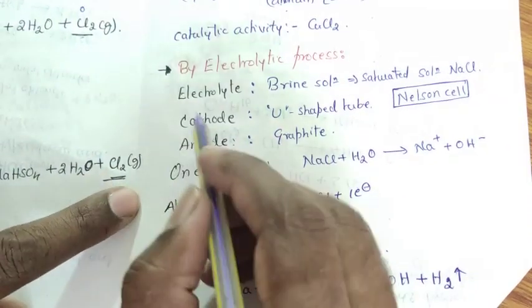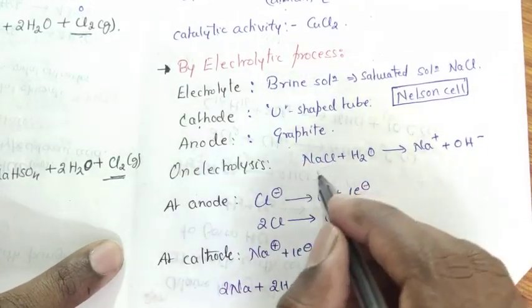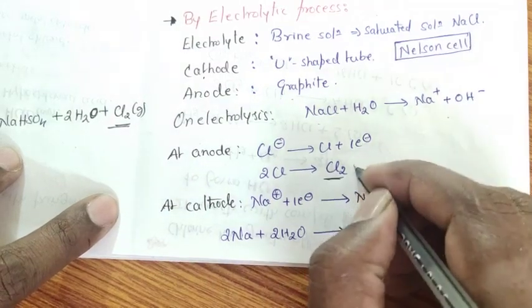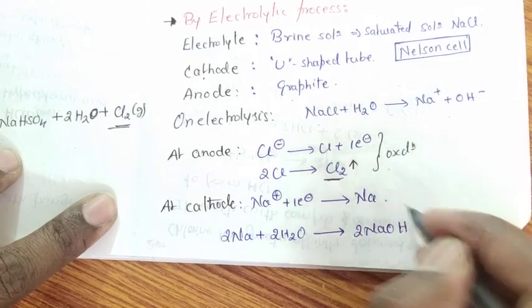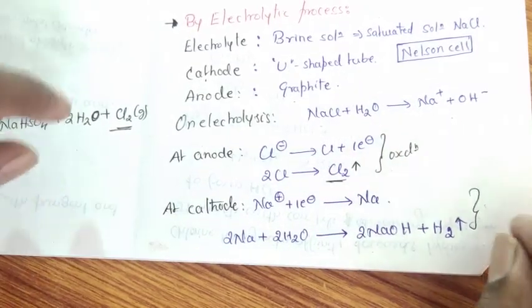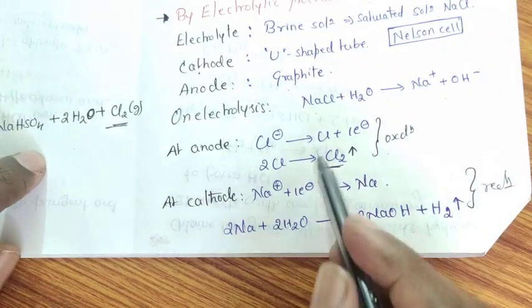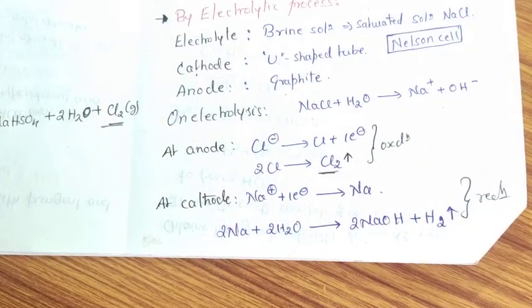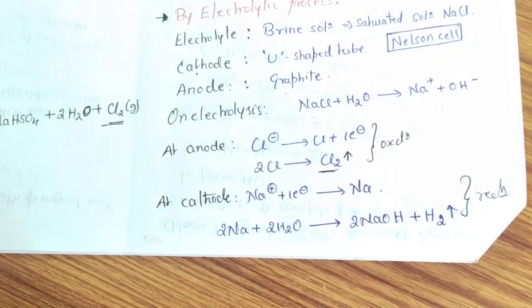In the Nelson cell, the cathode acts as a U-shaped tube, the anode is graphite, and this is the ionic reaction. At the anode, chlorine gas gets liberated because of oxidation, and at the cathode, hydrogen gas gets liberated because it undergoes a reduction reaction. So these concepts I am going to teach you properly when I give the information about electrochemistry. Under electrochemistry, we are going to deal with concepts of electrolysis. At that time, I will give the proper explanation for this. Okay, please note it down.